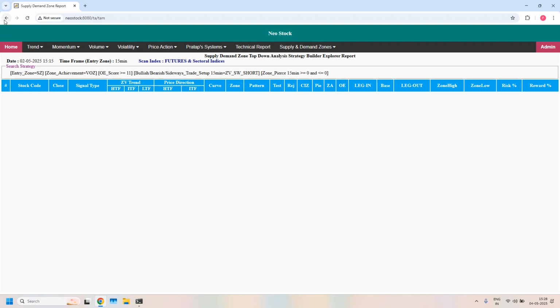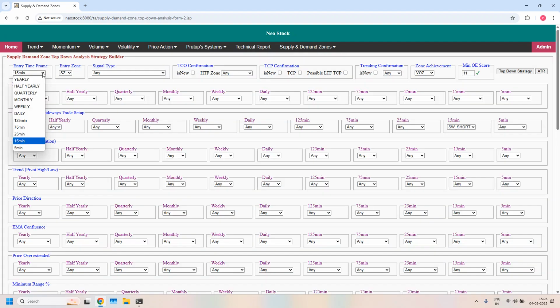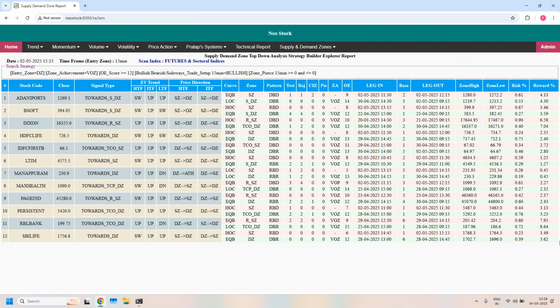Okay, next bullish trade setup, entry time frame 15 minutes for DIT bullish trade setup, entry zone, demand zone. In bullish or bearish trade setup at 15 minutes time frame, I am selecting bullish. Zone achievement same, but minimum odd enhancer score should be 12. And pierced count will be same, but this time they are applied to 15 minutes demand zone. Let's filter. We got 12 stocks supporting bullish trade setup for daily income trade.